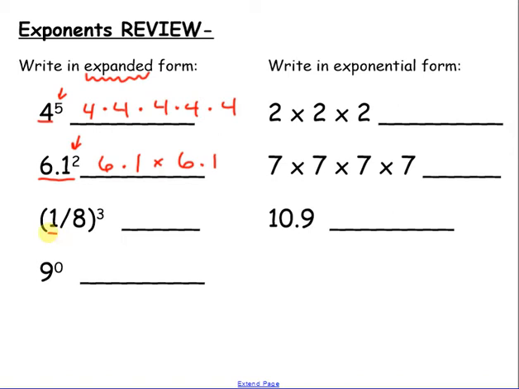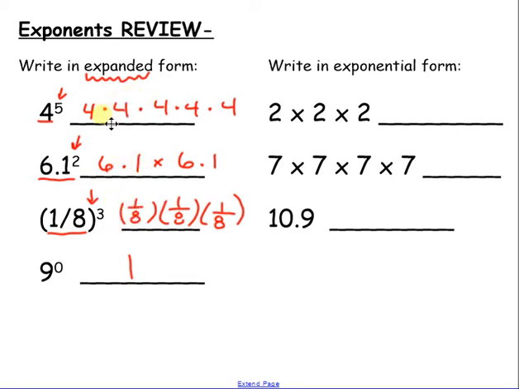Over here we have a fraction base of 1/8, and you'll notice that it's in parentheses, so we should keep that same habit, and it's to the 3rd power. So I'm going to have 1 over 8 times 1 over 8 times 1 over 8, and that'll give me 1/8 times itself 3 times. And last but not least, we have 9 to the 0 power, and anything to the 0 power is very simply 1.